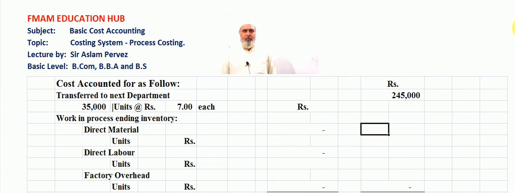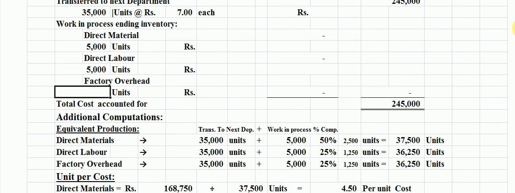Now we find the work in process ending inventory cost as a material, labor and overhead, which are still in process, ending inventory. Now we have to add here 5,000 units as a work in process, still in process, the same 5,000 here and 5,000 here. Now students, degree of completion is 50%, 25% and 25%.